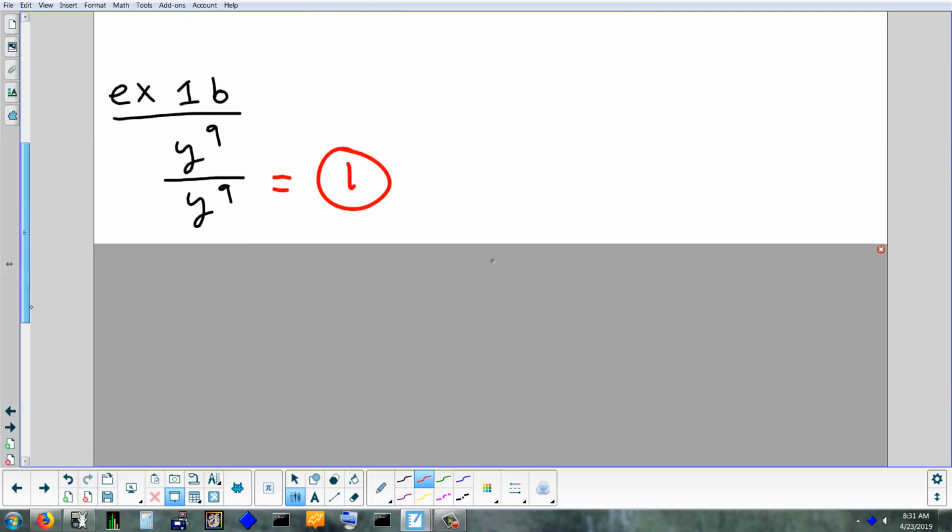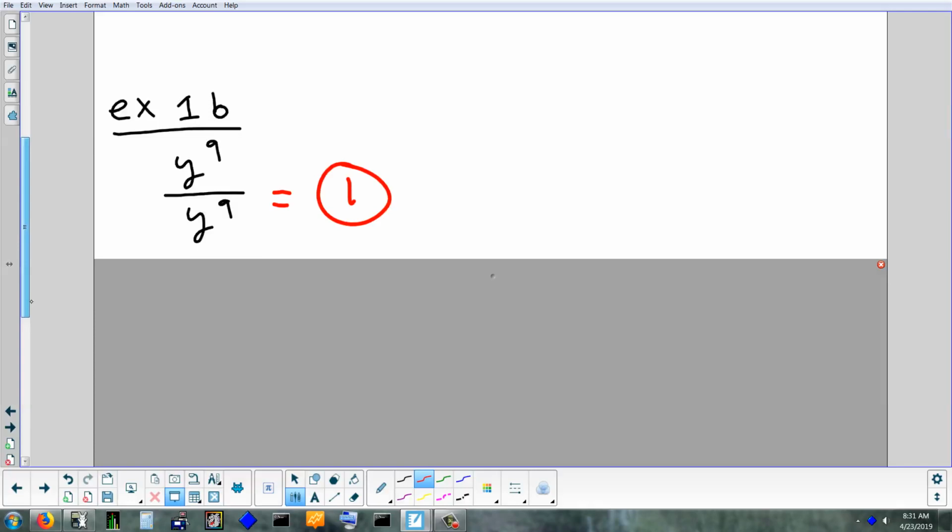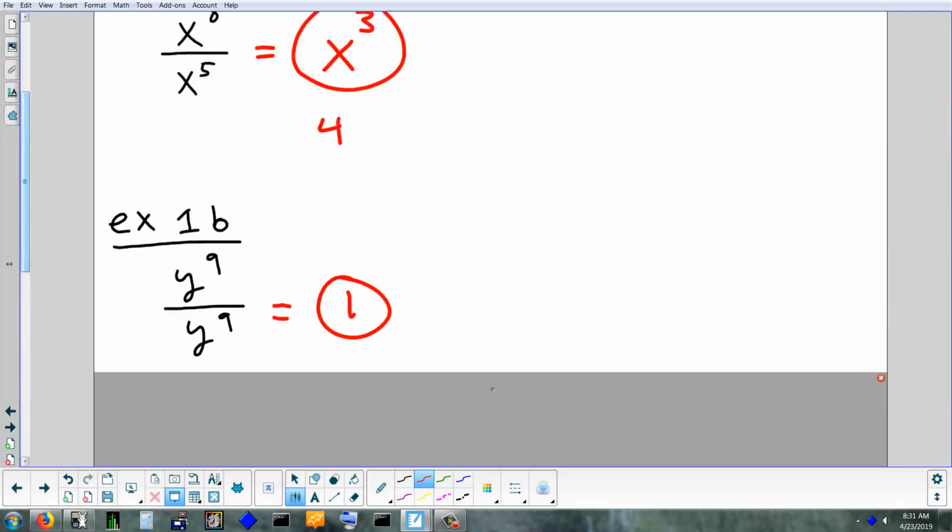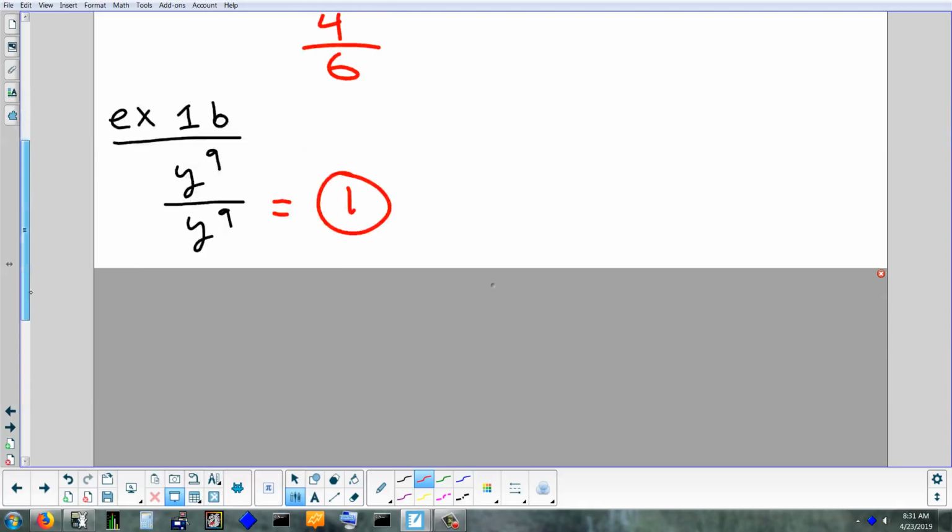What about 2 over 2? Put 1. So if you put 2 over 2, it's not reduced. That's true. Kind of like leaving an answer like this. That's not reduced. You can make it smaller. Make it simpler.